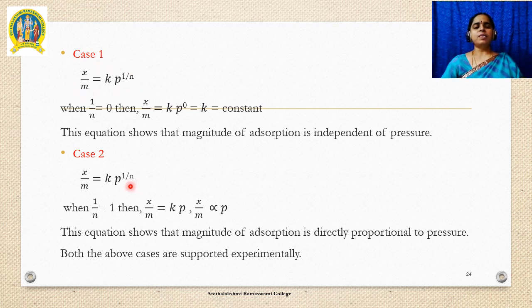If 1/n is 1, then there is P power 1, that is pressure power 1. So pressure exists. It doesn't disappear. So adsorption depends on the pressure of the system, which means it is directly proportional to pressure. If the pressure of the system increases, the magnitude of adsorption also increases.